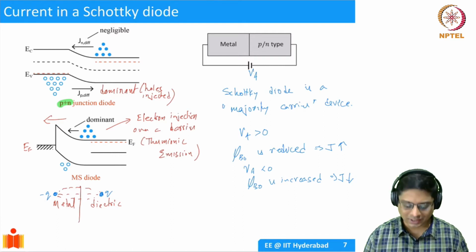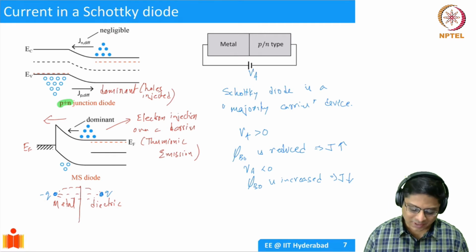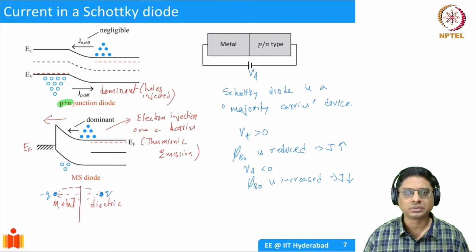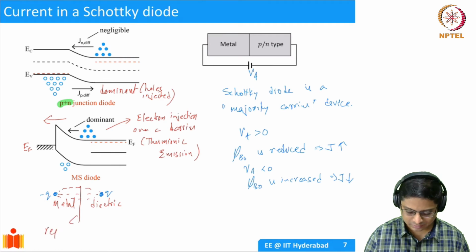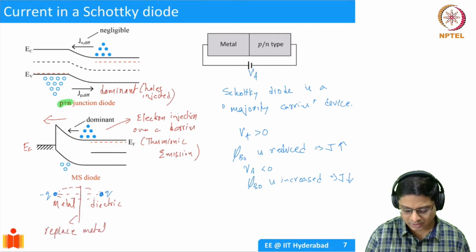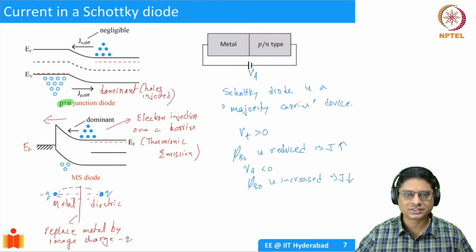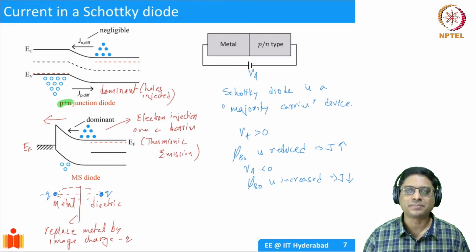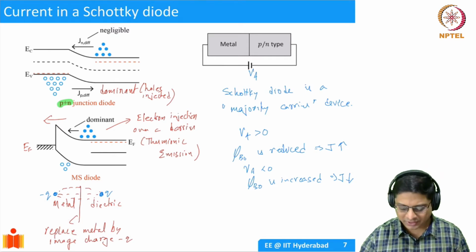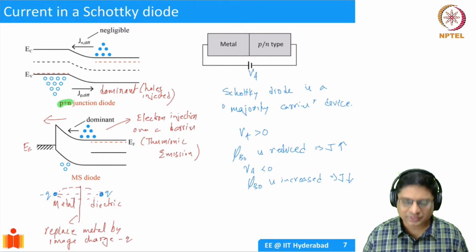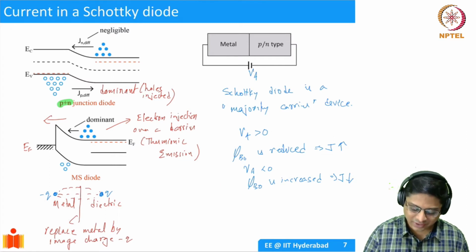So one of the ways to analyze this problem without doing all that is simply to replace the metal by an image charge minus Q. Anyway, it's not that important right now. What is important is that if you have just a plus Q and a minus Q, you know how the electric fields will be. And of course, there's a boundary condition that we have to satisfy. The consequence of that is essentially there is going to be an electric field due to the image forces. That is a conclusion that I want you to draw from here.